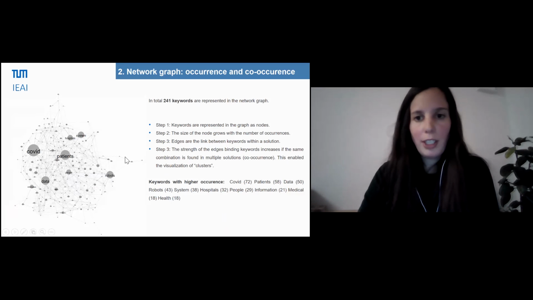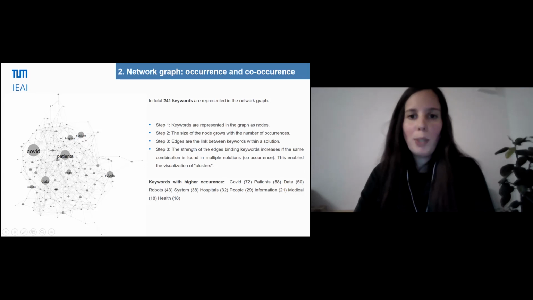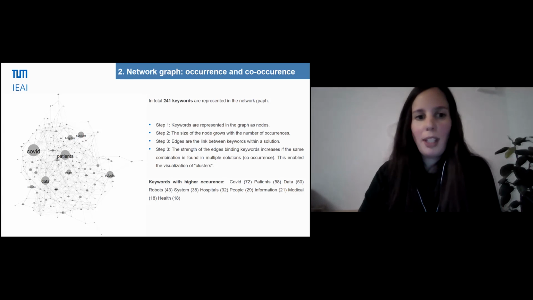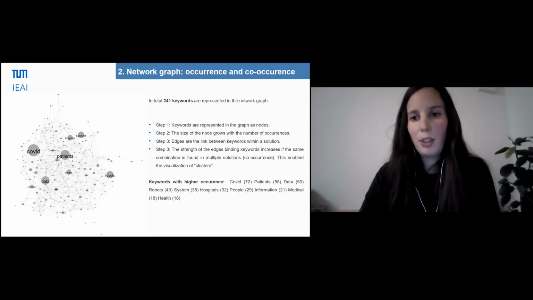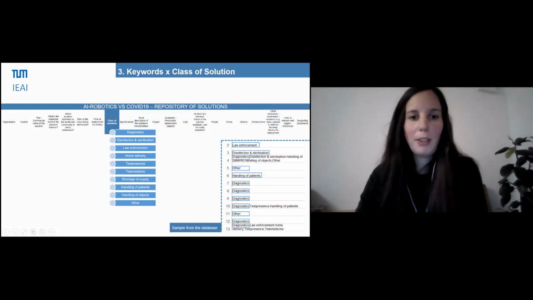in the network graph according to these 3 steps. Sorry, there's a mistake. So for step 1, the keywords were represented in the graph as nodes. The size of the node grows with the number of occurrences. So the highest occurrence means bigger bubbles. The edges are the links between keywords within one solution, and then the strength of these edges binding keywords increases if the same combination is found in multiple solutions. These we called co-occurrence, which enable the visualization of clusters. And we already see here that some keywords are highlighted because they appear frequently in the database, like COVID, patients, robots, and so on. We will be coming back to this.